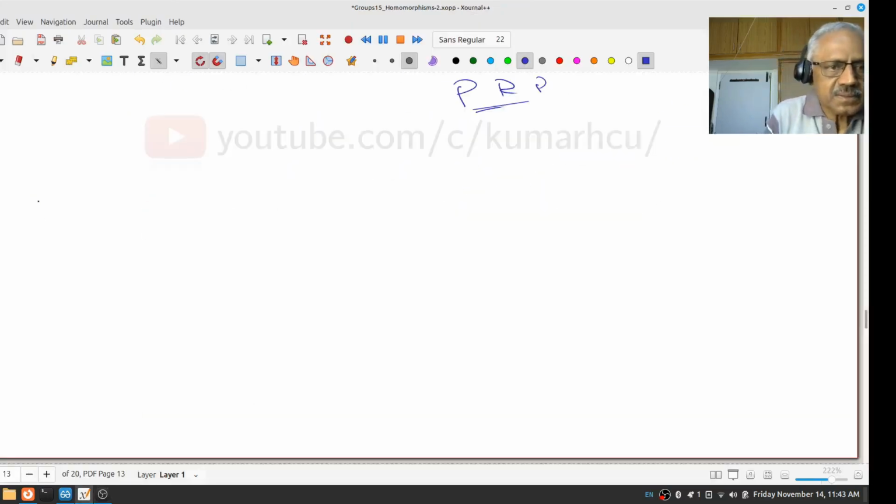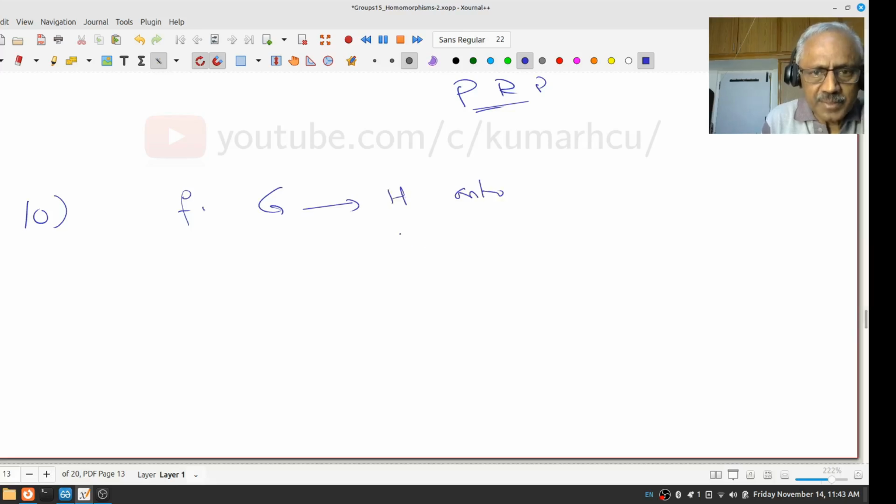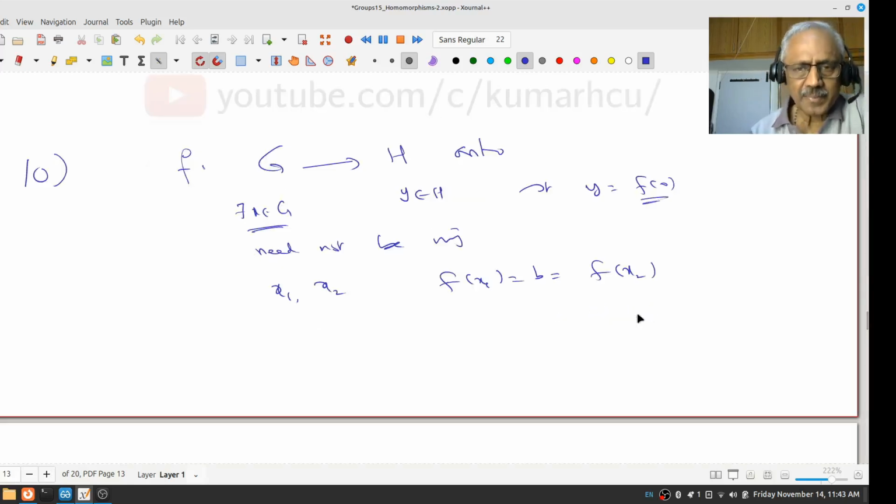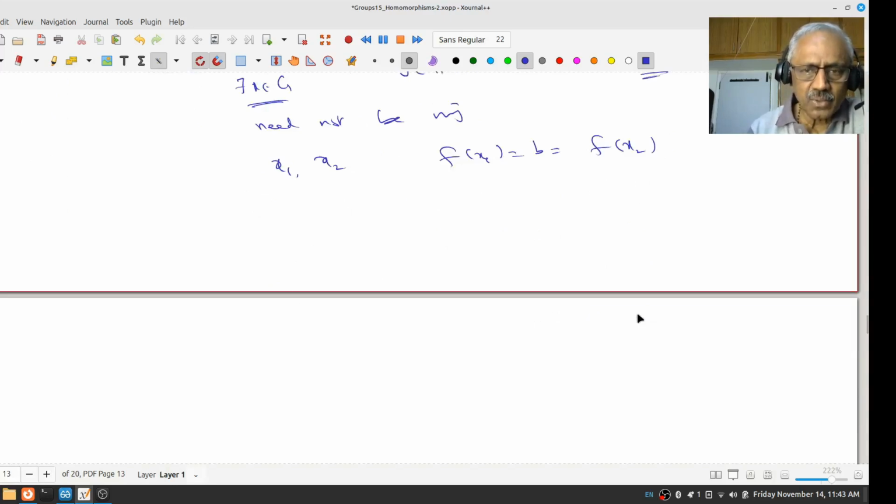See, this is a homomorphism possibly. Suppose here from G to H is onto. That means you give me any y in H, there exists an x in G so that y equals f of x, right? And this x need not be unique. That is, there may exist x1, x2 so that f of x1 is also equal to f of x2. Right? It may happen, right?